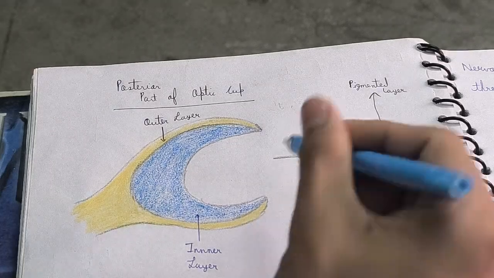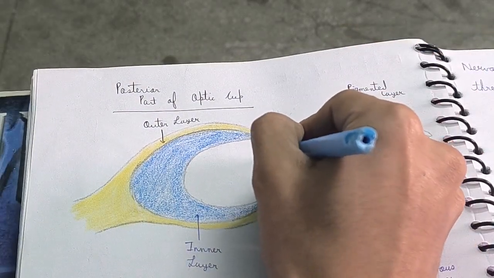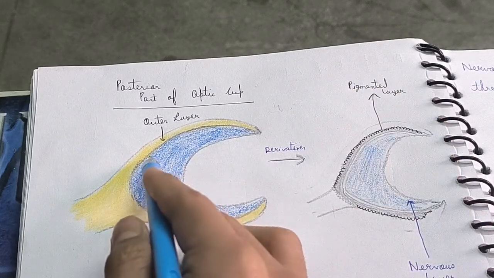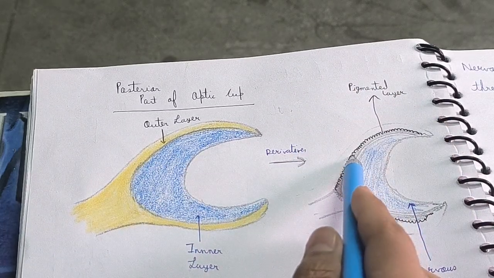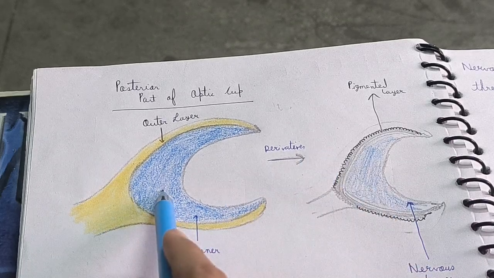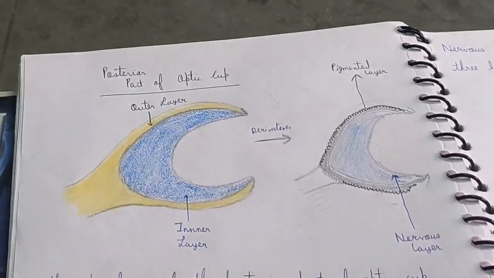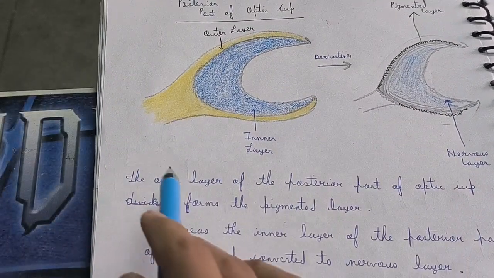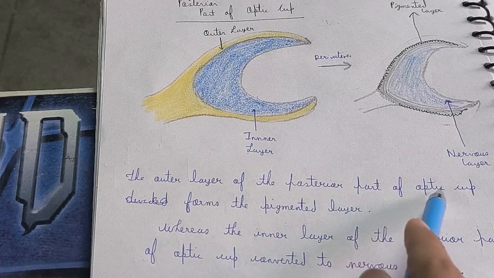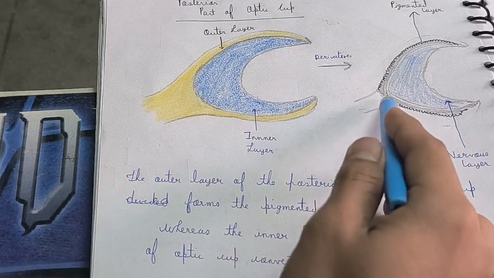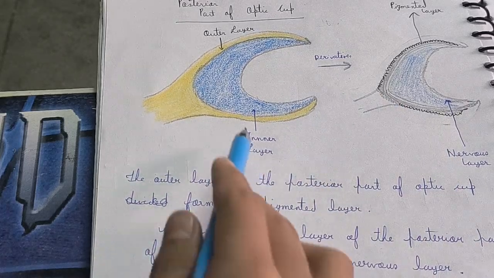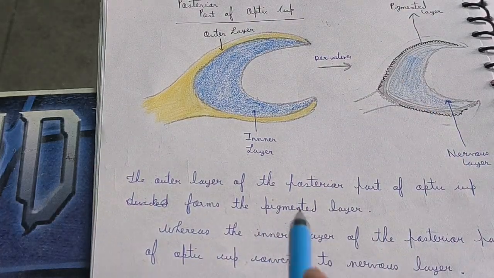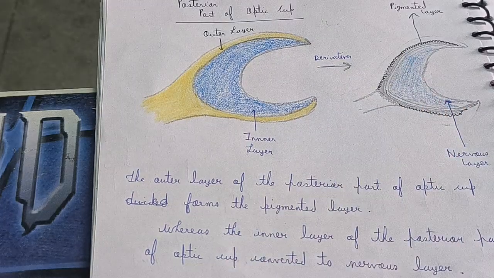Now if you see the derivatives of these layers, the outer layer is converted into a black pigmented layer, whereas the inner layer is converted into a nervous layer. So I have written that the outer layer of the posterior part of the optic cup forms the pigmented layer, whereas the inner layer of the posterior part of the optic cup is converted into the nervous layer. So first, pigmented layer and nervous layer.